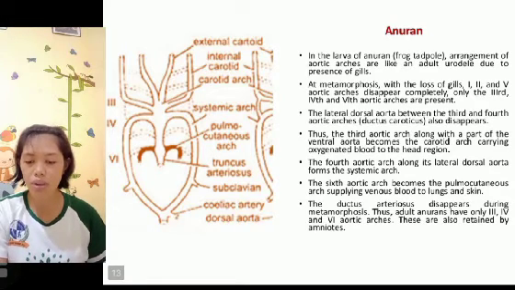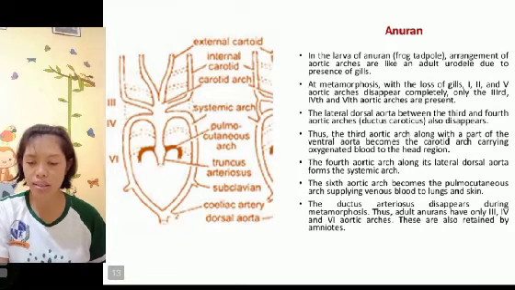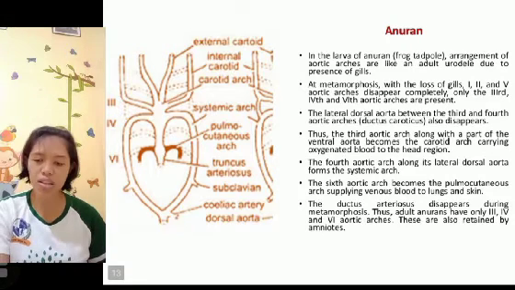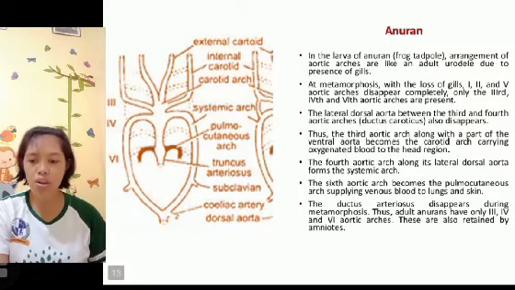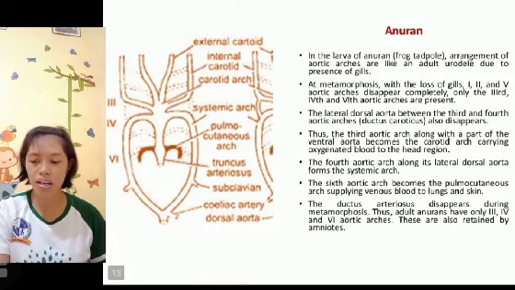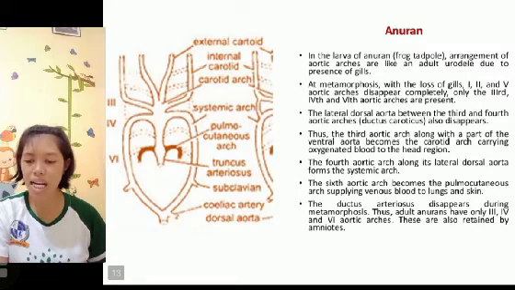At metamorphosis, with the loss of gills, what is lost? The 1st, 2nd, and then the 5th aortic arcs disappear. Only the 3rd, the 4th, and then the 6th aortic arcs remain. The ductus caroticus, the linkage between the 3rd and 4th, is lost. Now the 4th aortic arc along with its lateral dorsal aorta forms the systemic arc.